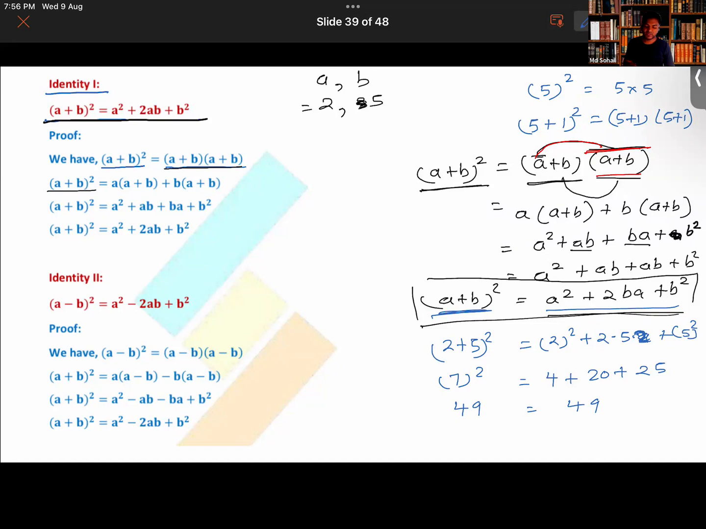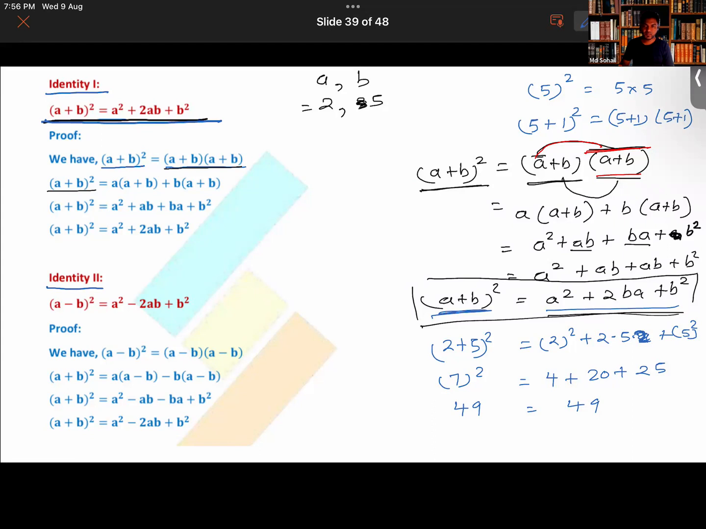So that is the reason this is your identity. Basically, you are getting equal values on both sides of the equal to sign. Similarly, you have another identity number 2, that is A minus B whole square equals A square minus 2AB plus B square. In the same manner, we have derived this one as well. The only difference here is of sign, minus. Shall I erase the screen?